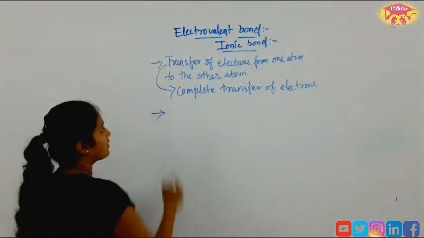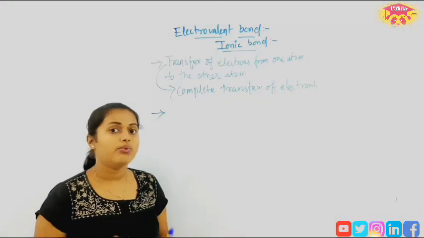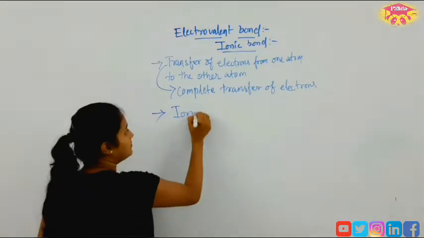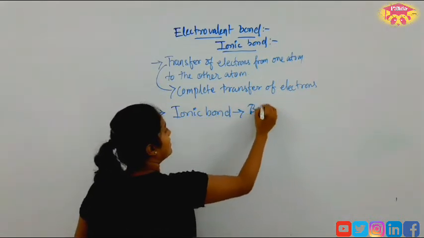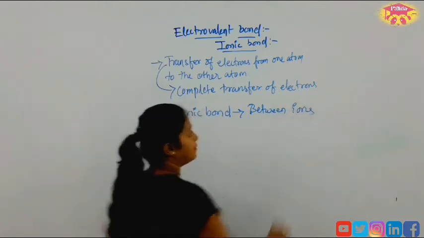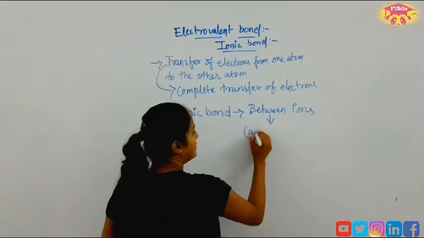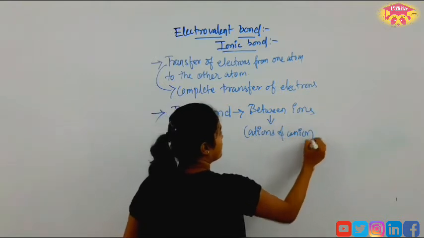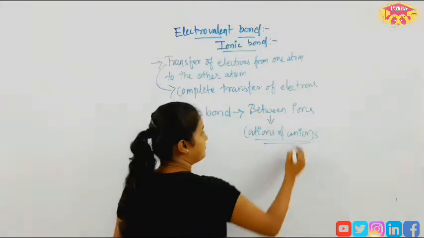Now, the electrovalent bond is also known as ionic bond, students. Why is it also known as ionic bond? Because the ionic bond is the bond between ions. Now why between ions, and what are the ions? They are the cations and anions.